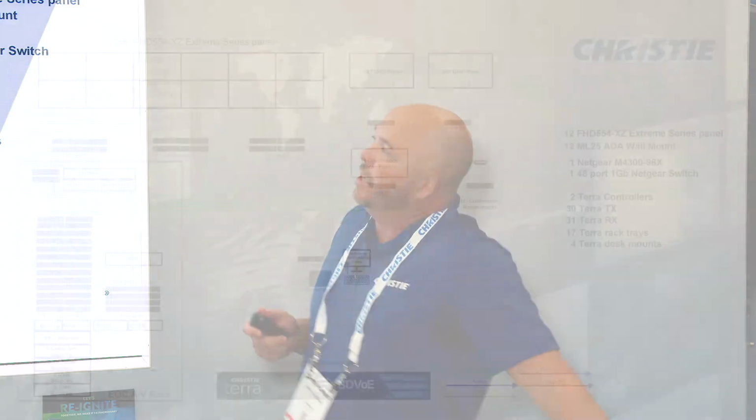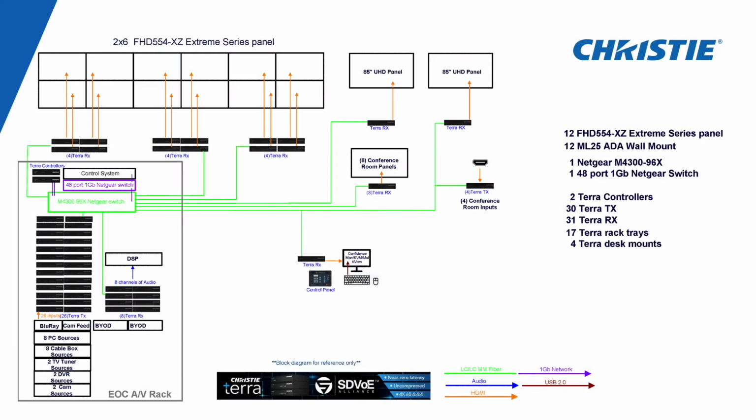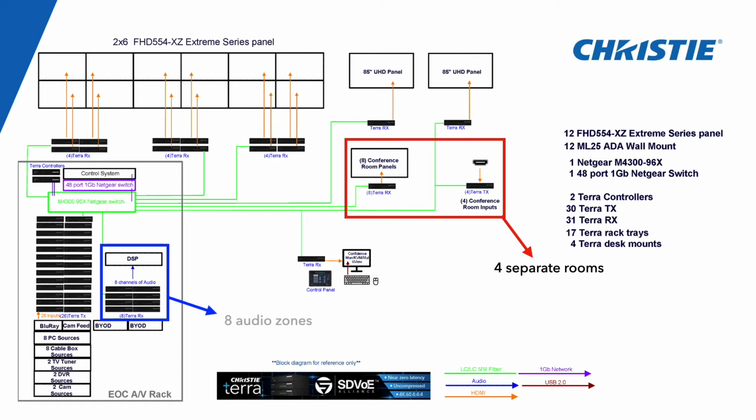Here are some case studies. This is a case study I did for an EOC here in the US. Really simple. 2x6 Christie panels. Each panel got a receiver. I had 4 separate rooms where they had the conference panel. This is basically conference rooms. Dedicated 8 audio zones, so I had receivers dedicated for that go in the DSP. And a supervisor workstation.